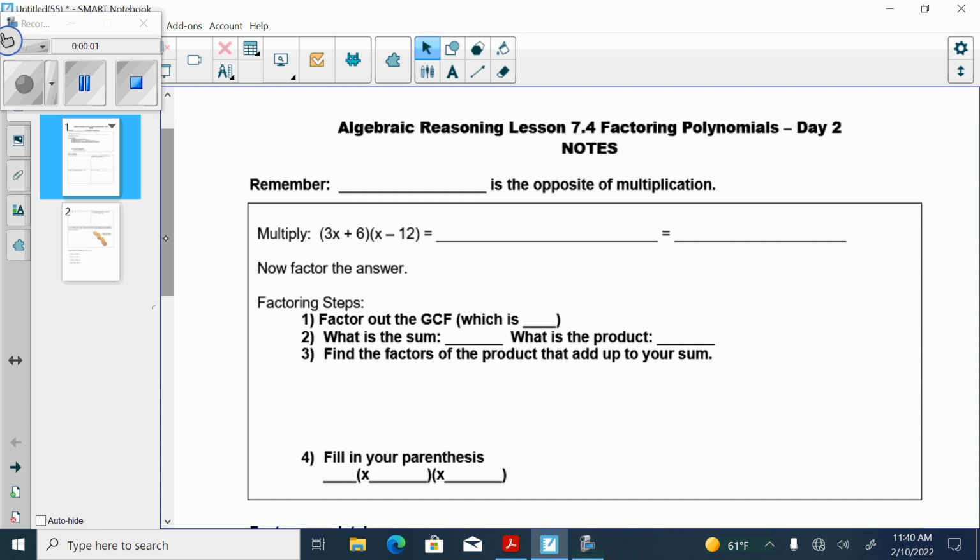is remember that factoring is the opposite of multiplication. Right? So previously, and what we had done on our quiz was if we were given some two parentheses like this, we were told to FOIL it out when we multiplied, right? We had to multiply everything in that first times everything in the second.